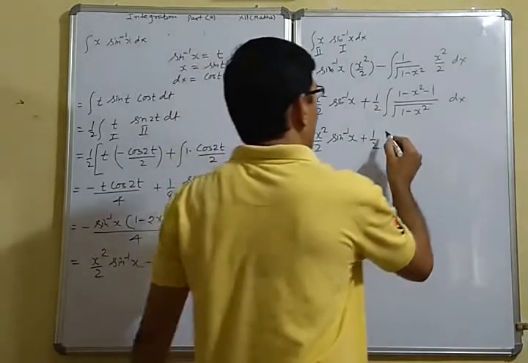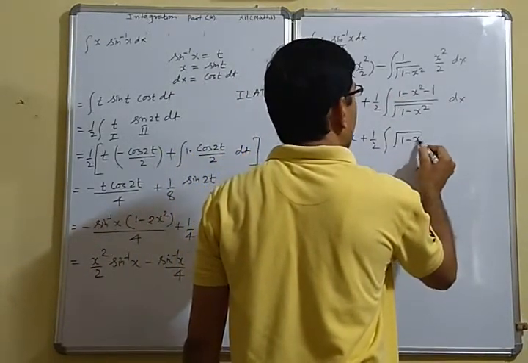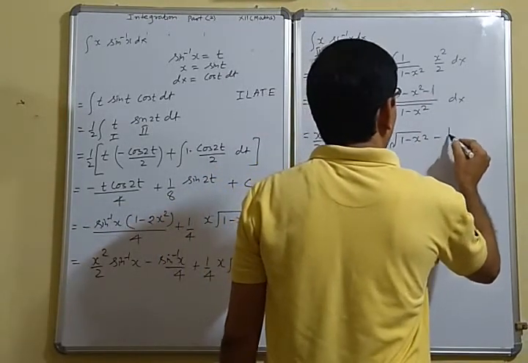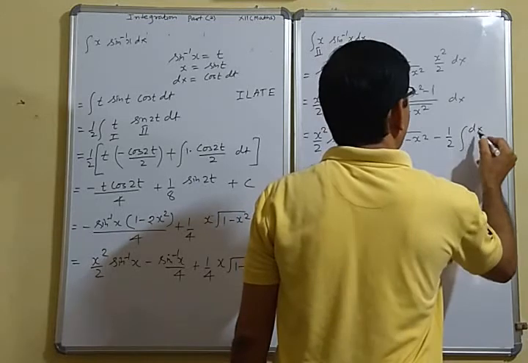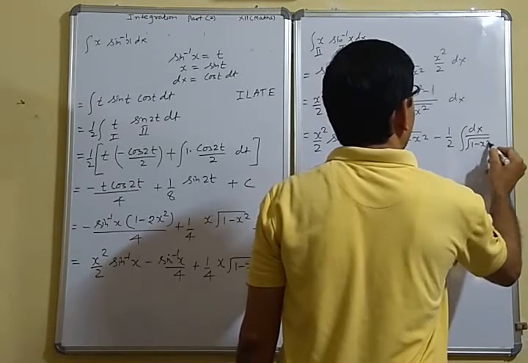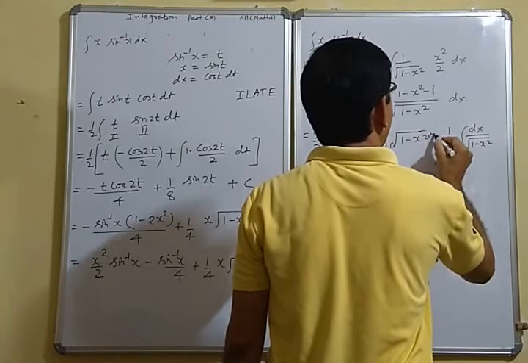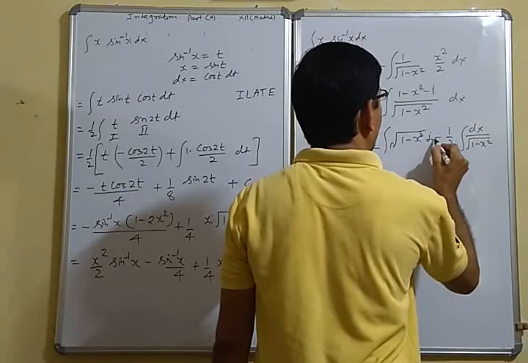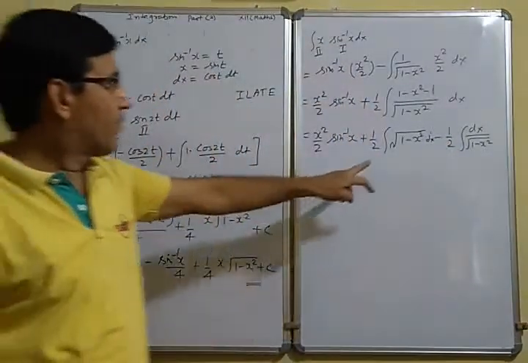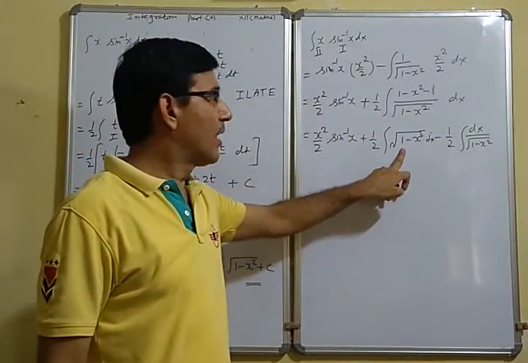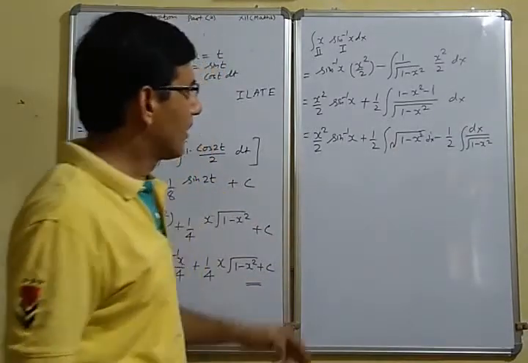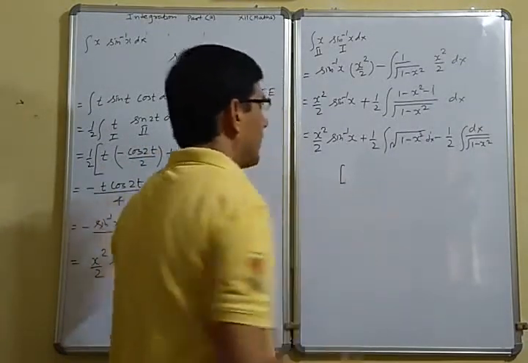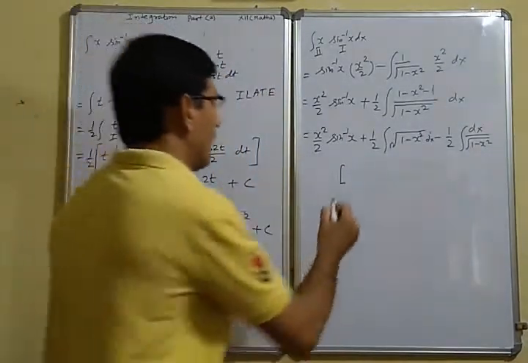So it becomes integration under root 1 minus x square minus 1 by 2 integration dx upon under root 1 minus x square dx. So here this is a special formula that we will learn later on in integration of some special functions. But now see here which formula we will use.